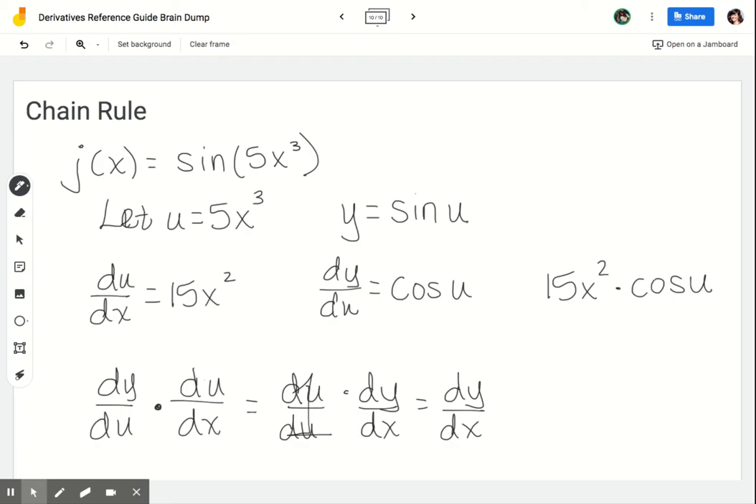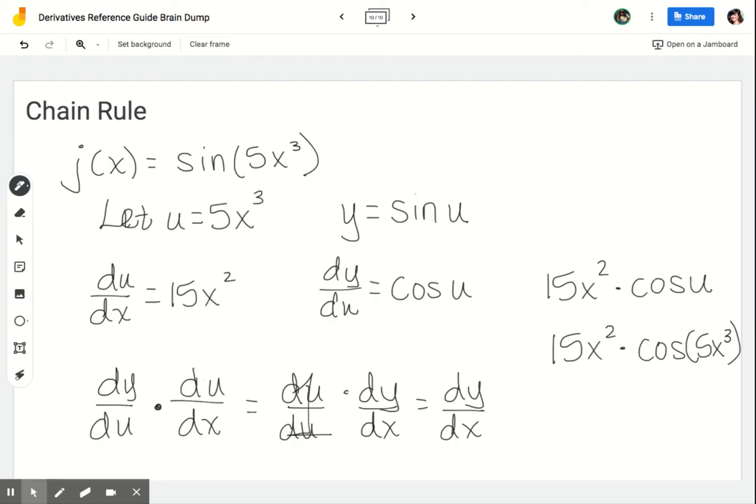Now, u is a thing we made up. I said, let u equal blah, blah, blah. u was never in the problem. So I don't really want a u in my answer, but that's okay. I know what u equals. I can just substitute u equals 5x cubed. So therefore, the final solution is 15x squared times cosine of 5x cubed.